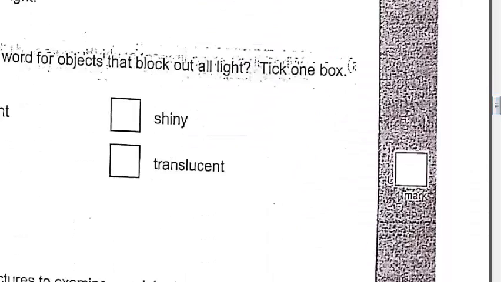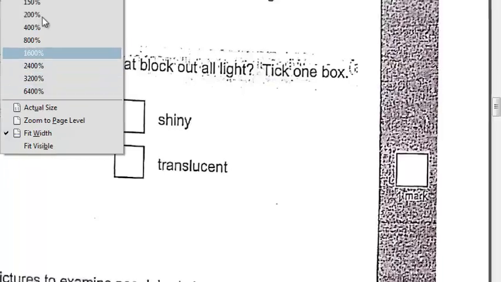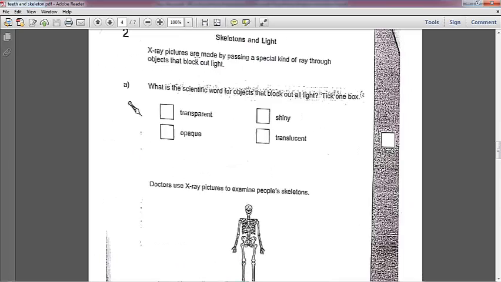Skeleton and light. X-ray pictures are made by passing a special kind of rays through objects that block out light. You know the X-ray, the black scan we did when Bashar got a broken bone or something. They pass rays or light through our body, okay, and this light gets absorbed by our bones, so we get this picture.